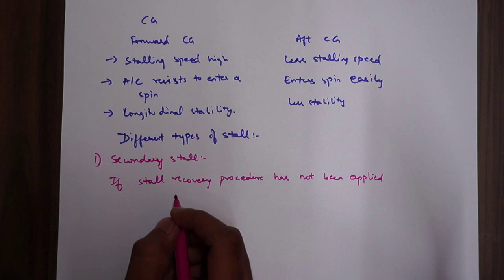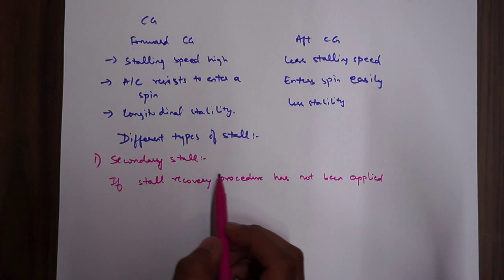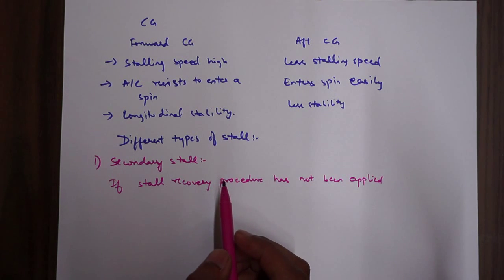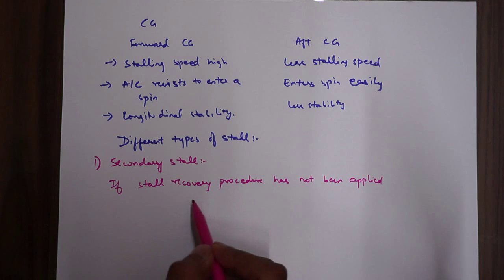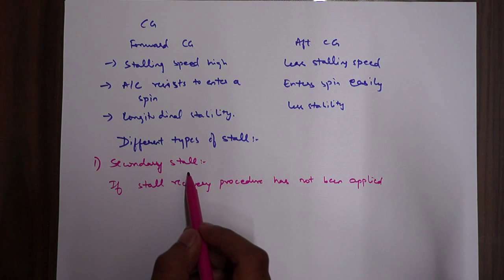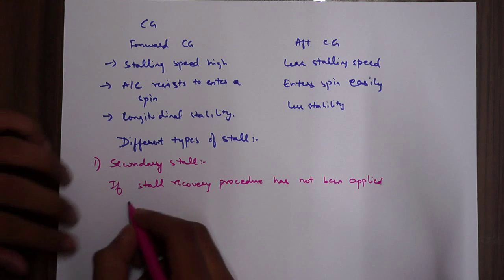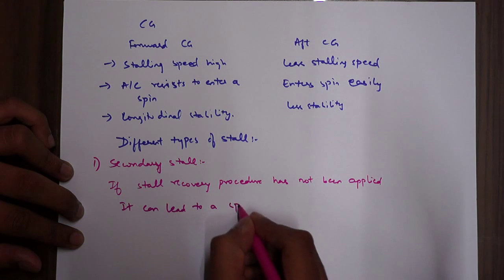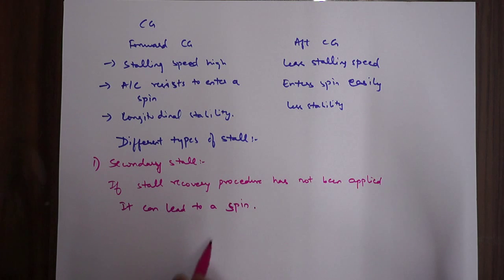So basically, if you're recovering from stall and you haven't given the time for the aircraft to accelerate or to climb a particular altitude, and immediately you have given correction and pulled the aircraft behind, then it will lead to secondary stall. Secondary stall is very dangerous because it can lead to a spin. Okay, secondary stall is the stall when this recovery procedure has not been applied correctly and the aircraft stalls again. That's the second time the aircraft stalls.